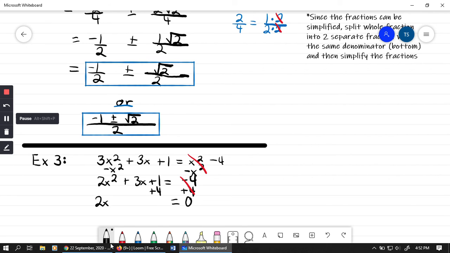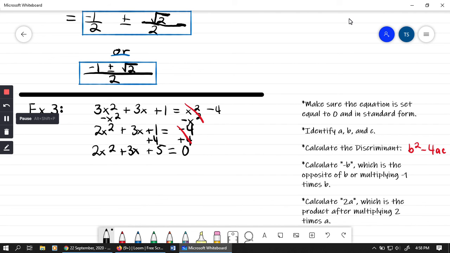So on the left side we've got 2x squared plus 3x plus 5, and now our equation is in standard form and set equal to 0. And so from here we can identify a, b, and c. We can calculate our discriminant, calculate our negative b, which is the opposite of b, and we can calculate 2 times a, that 2a. So let's do these things.